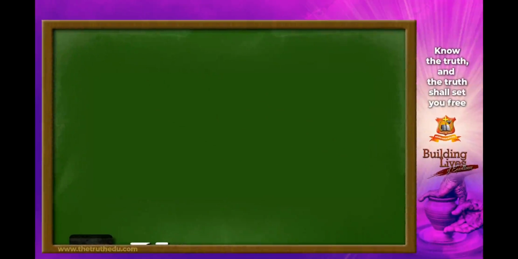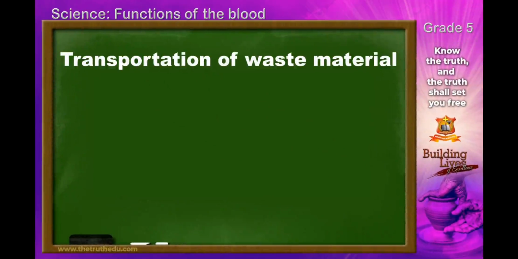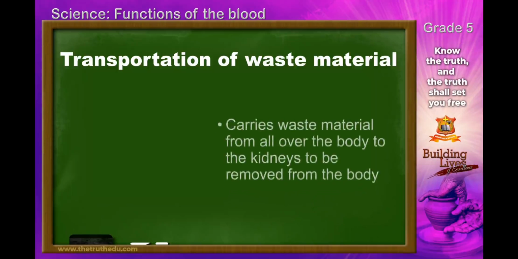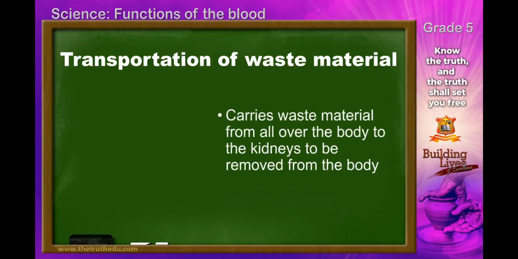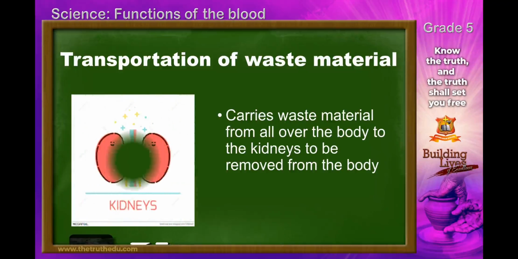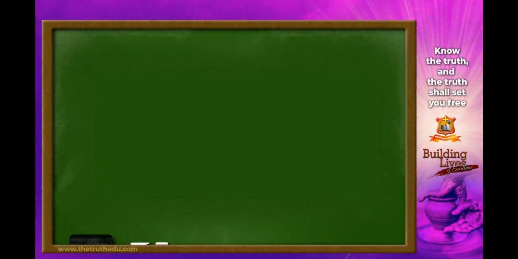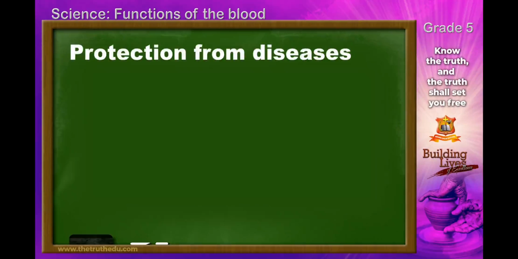Now we will look at the transportation of waste material. Waste material is carried from all over the body to the kidneys to be removed. The kidneys are the place where the waste materials are sent out. Now, what does the blood do? It protects us from diseases.